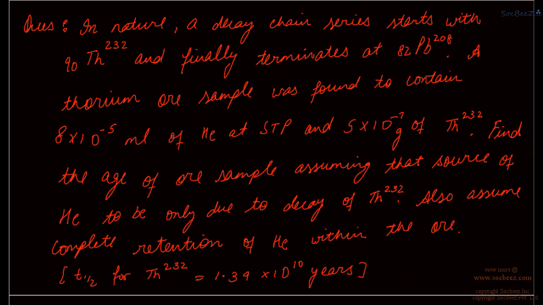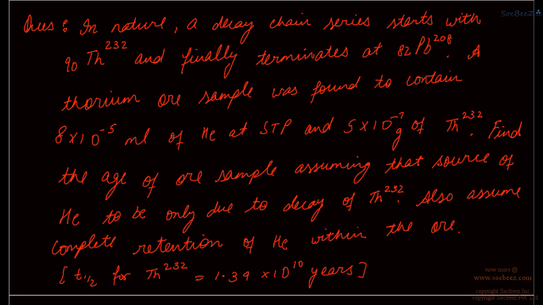Okay, so let's come to another question. This question is based on radioactivity that we studied just now. The question says that in nature, a decay chain series starts with thorium 90-232 and finally terminates at lead 82-208.